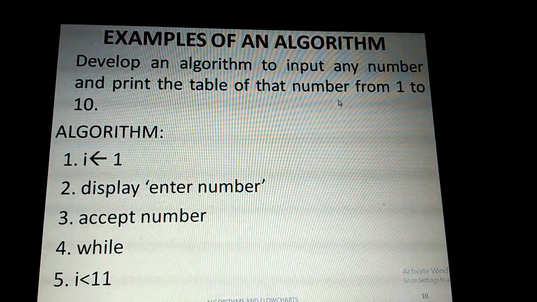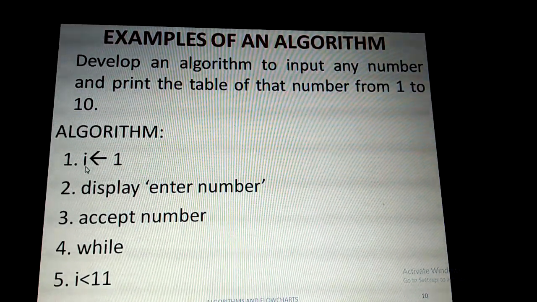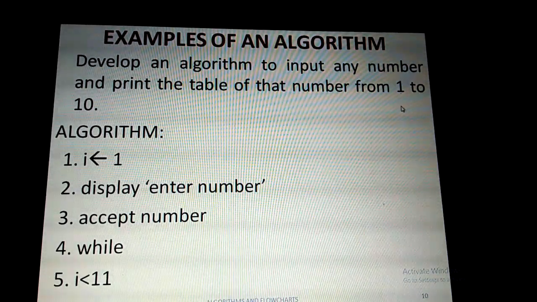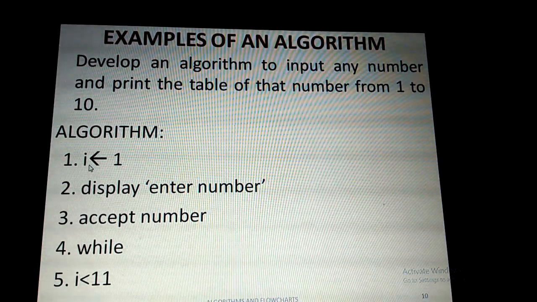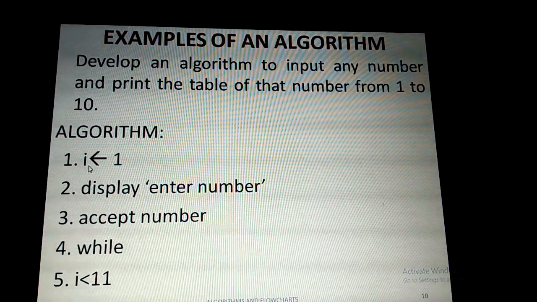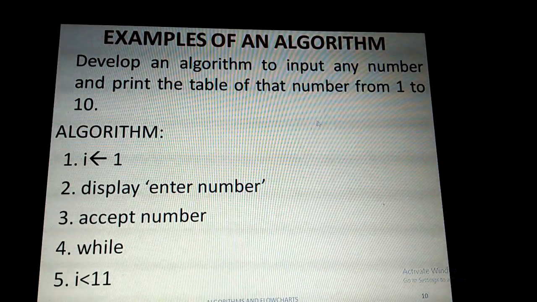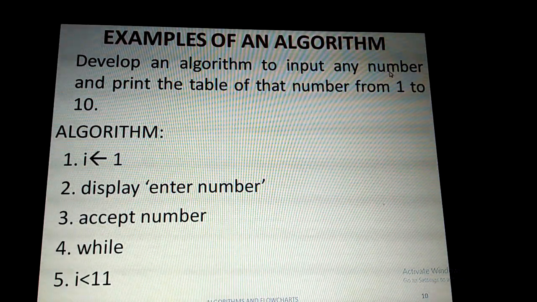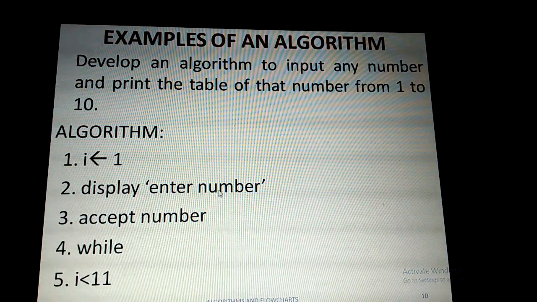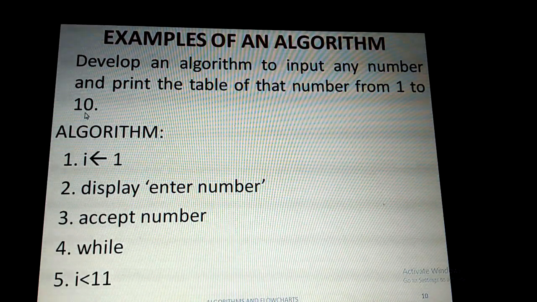First we need to assign 1 to one particular variable called I, because we need to generate values from 1 to 10. The 1 to 10 multiplication table we need to generate, so the starting value should be assigned to a variable called I. So I is assigned 1 initially, and we need to enter the number. Now I am going to generate the multiplication table of 5. That number is entered here, accept the number, and then we check the while condition, because every time we need to check whether it has reached the end or not.